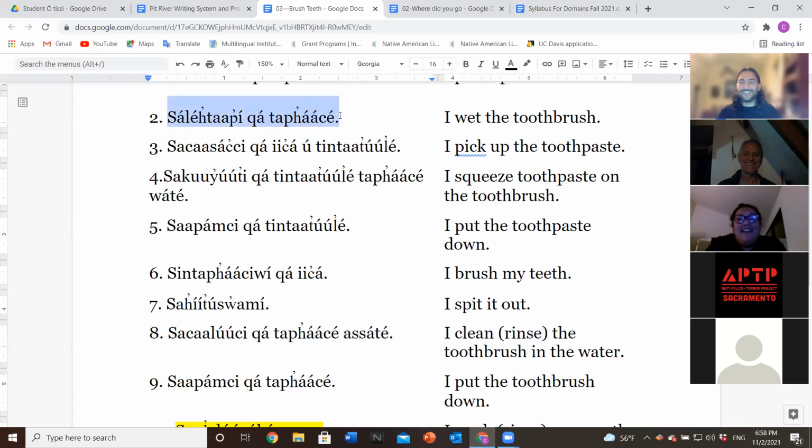Now the whole thing. Saleta pi ga dapache. Okay. Good. See if I can do that. My turn. All right. Saleta pi ga dapache. E. Just say this H a little more in the first word. Saleta pi ga dapache. Woo, 2 H's. Yeah, pretty good.